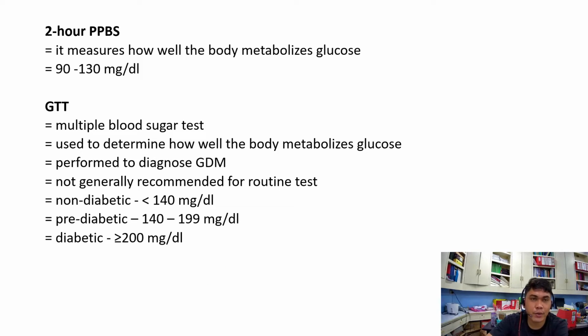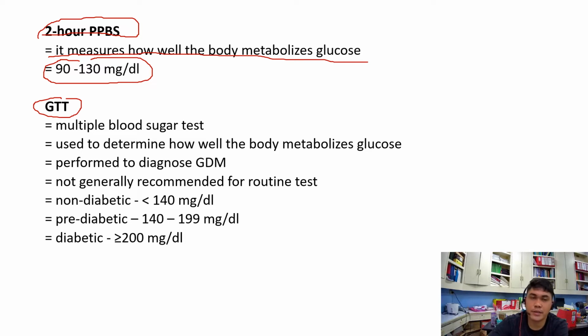Next is your 2-hour postprandial blood sugar. It measures how well the body metabolizes glucose, and postprandial means after eating, so 2 hours after eating. The normal 2-hour PPBS level is 90 to 130 mg per dl. Then next, you have your glucose tolerance test. It's a multiple blood sugar test because you need to collect 3 samples.